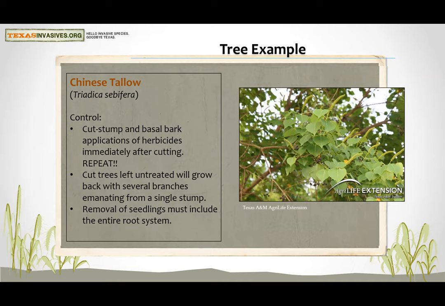Our tree example is the Chinese tallow. As I had mentioned, there is a cut stump approach. It's vitally important that as soon as you cut the tree, you have that herbicide ready to go within a minute. All these trees, plants in general, but especially these invasive species, once they're cut, they will start trying to heal and seal themselves off. And if you wait too long, then that herbicide won't penetrate as deeply as it's supposed to, and you'll end up having to do it again and again. So it's just really important that you cut and then treat.